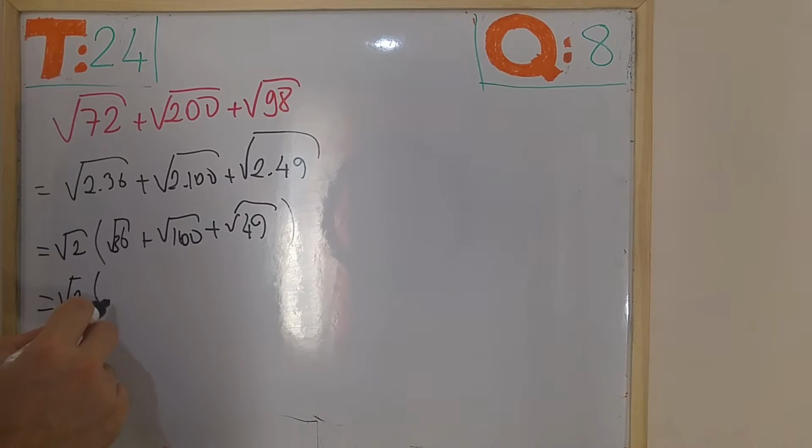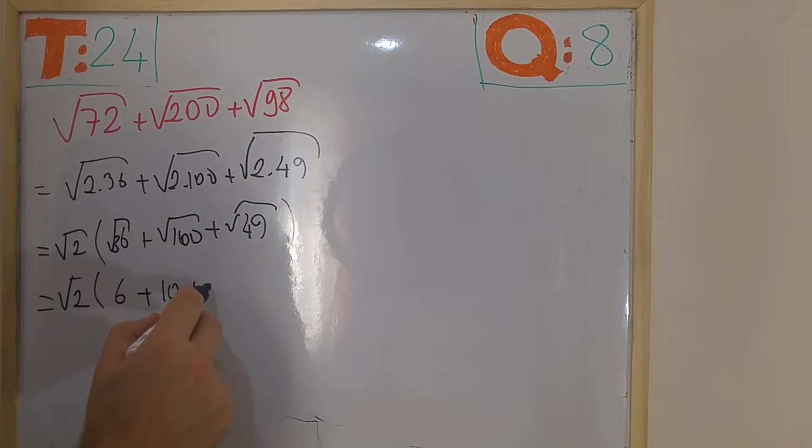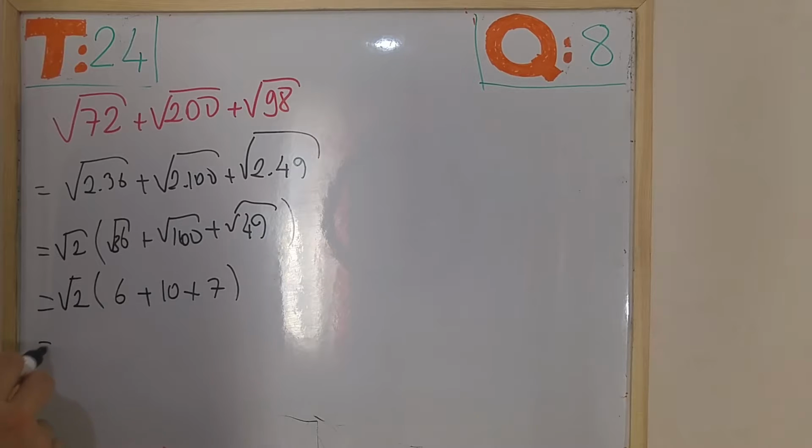36 is the square of 6. 100 is going to become 10. And 49 will come out as 7. So what I have here is totally 23 square root of 2.